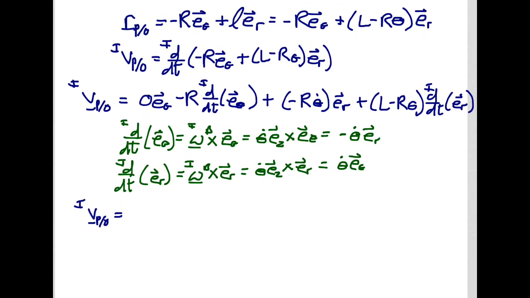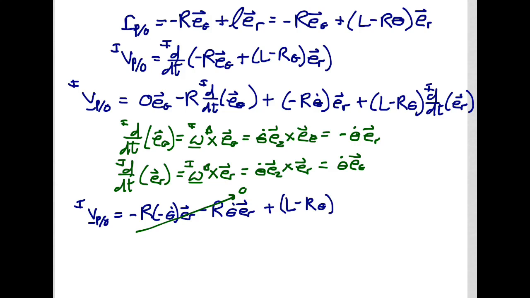And so next we plug all this in, so we get negative R multiplied times negative theta dot in the er direction minus R theta dot in the er direction. We'll see that these two terms cancel because we have same magnitude, opposite signs. And then this is plus L minus R theta multiplied times the time differentiation of er, which is simply theta dot in the e theta direction.